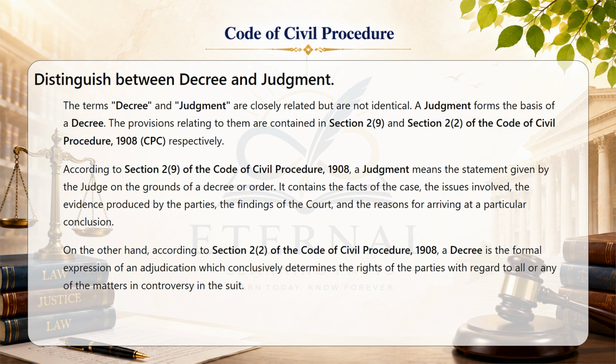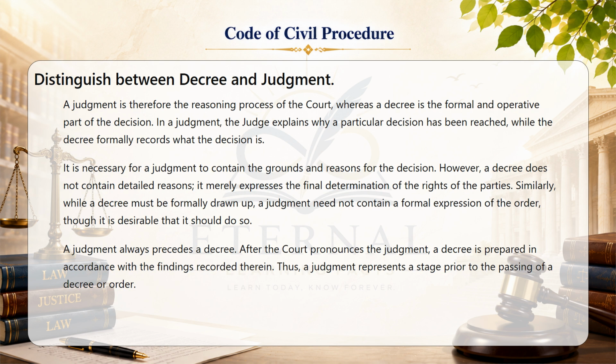On the other hand, according to Section 2(2) of the CPC 1908, a decree is the formal expression of an adjudication which conclusively determines the rights of the parties with regard to all or any of the matters in controversy in the suit. A judgment is therefore the reasoning process of the court, whereas a decree is the formal and operative part of the decision.